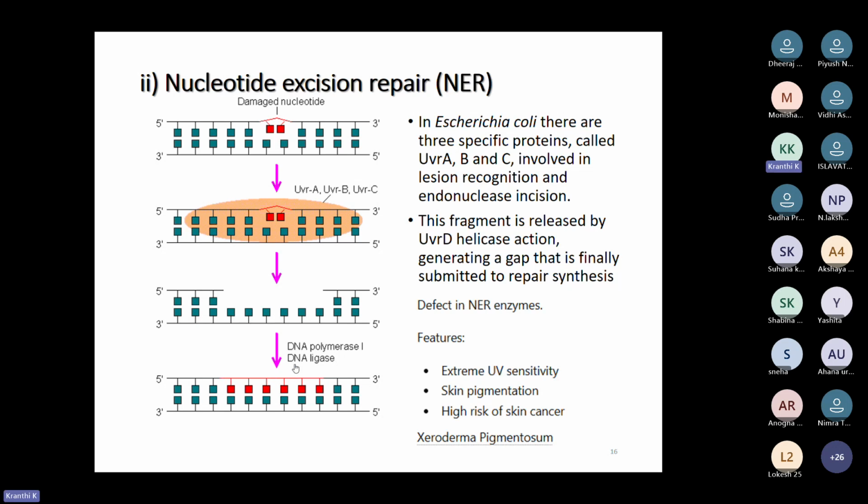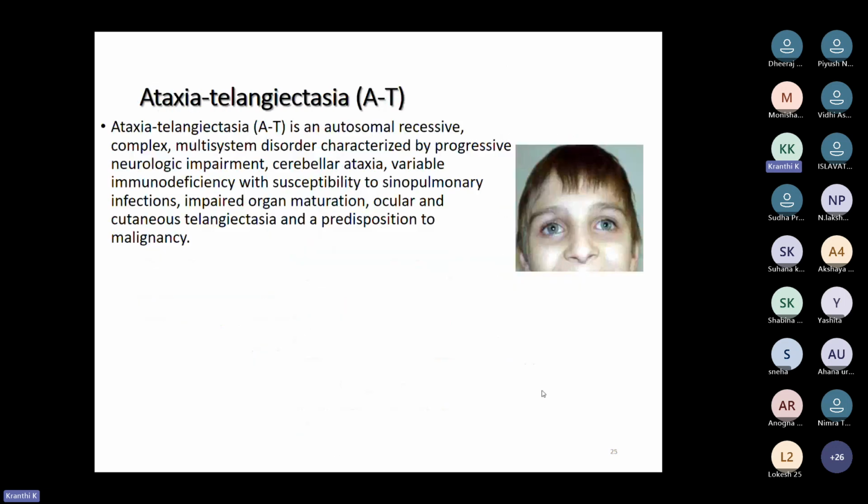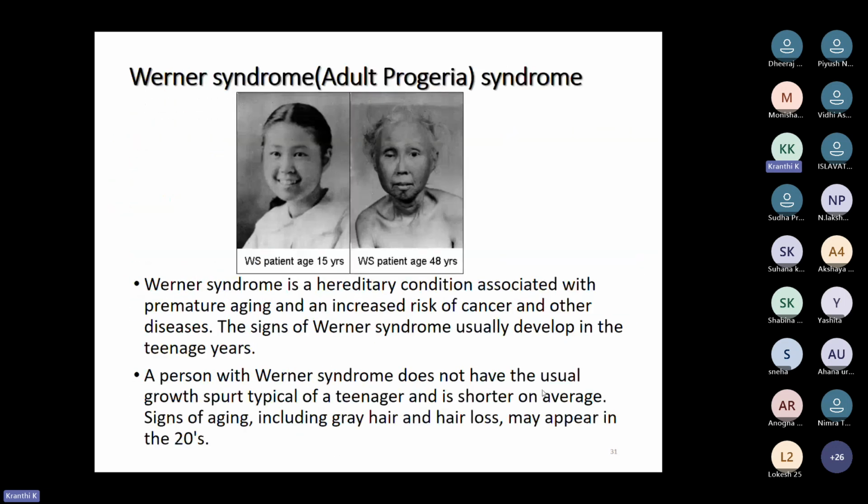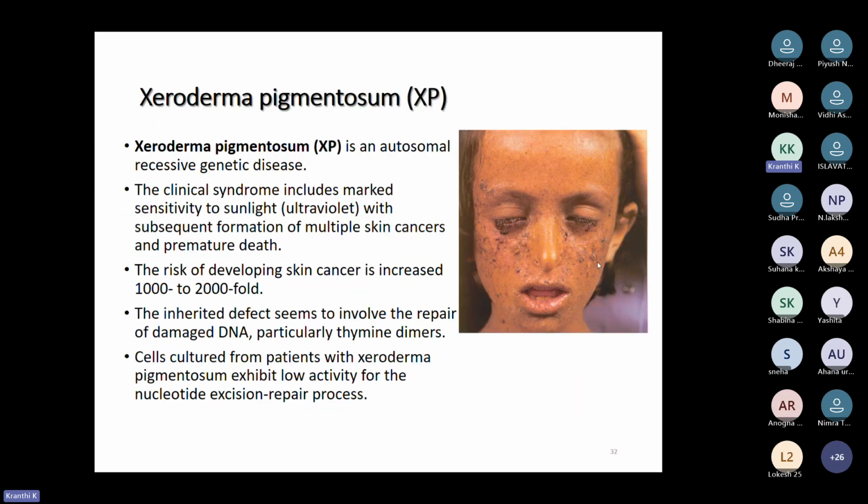But when there is a problem in nucleotide excision repair, if a human being lacks this mechanism in his body, then what happens? These are the features: extreme UV sensitivity. He will get a disease called xeroderma pigmentosum. This is also an examination question. Xeroderma pigmentosum means on his face, can you see? This is called xeroderma pigmentosum.